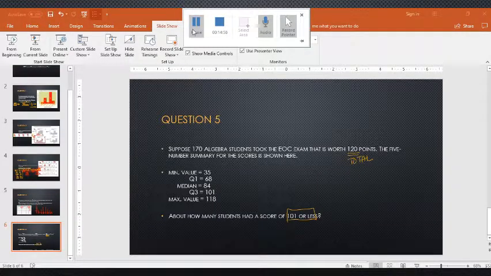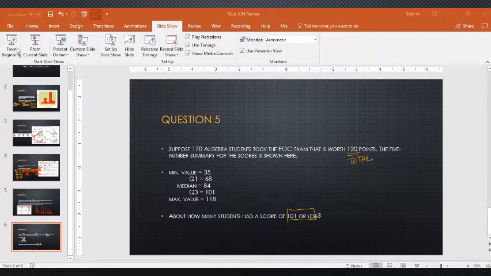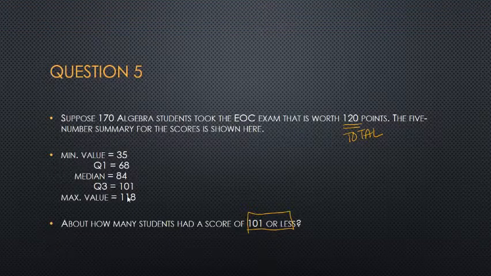I just realized I didn't change the question because it didn't work for the 5-number summary when I was doing this, so I just changed that really quick. This should actually say about how many students had a score of 101 or less, because I need to use data from the 5-number summary. Otherwise, the 5-number summary doesn't matter. Out of 120 points, this is how people scored. There were 170 students that took the EOC, and we want to know how many of them had a score of 101 or less.